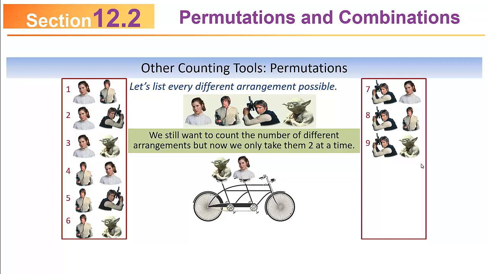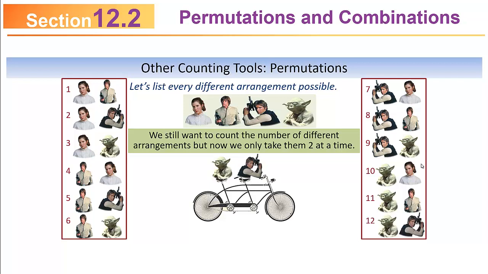So I'll bump Han off the back seat and put Yoda on the back seat, and then I'll start on the left again. So Han is off, Yoda goes in the back seat, Leia on the front seat. That's the 10th arrangement. Leaving Yoda on the back seat, now put Luke on the front seat. That's an 11th arrangement. And finally, leaving Yoda on the back seat, I can put Han on the front seat, and that's a 12th arrangement. And there's really nowhere else to go.